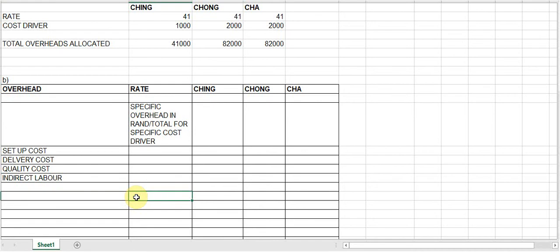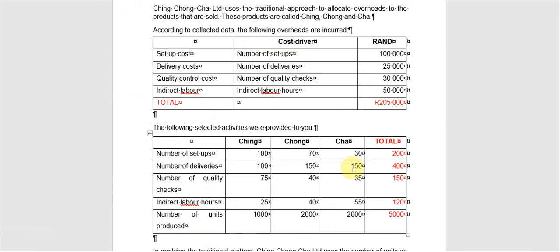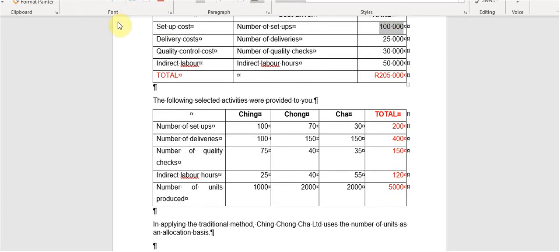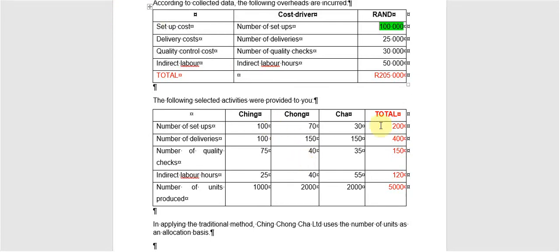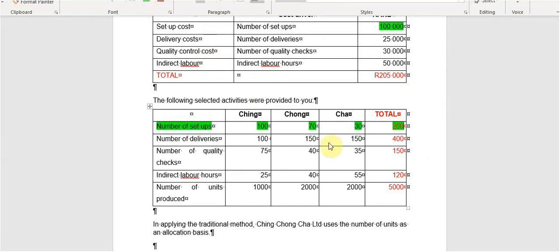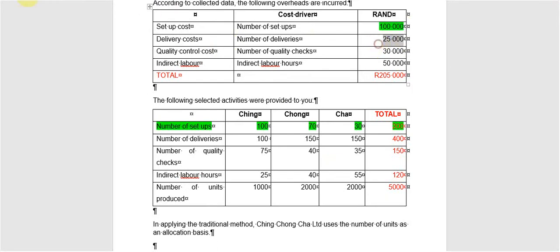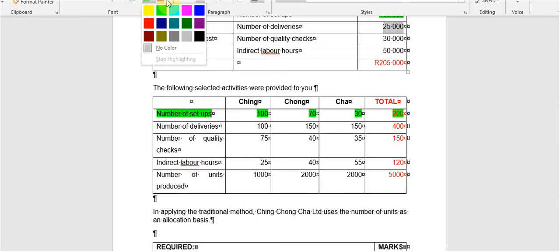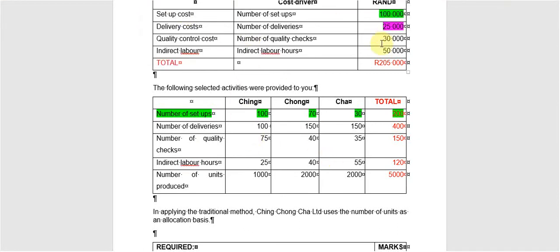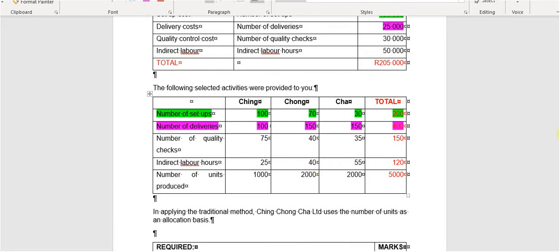And now I need to do a rate calculation for each overhead by following this formula. The specific overhead divided by the total of the specific cost driver. So again, if I were to approach this in color, if I am busy with the setup costs, I am going to use that 100,000. Let's make that one, for example, green, and that will go with this information relating to setup costs, because setup costs are the cost driver to that specific overhead type. Then if we look at delivery cost, I will use this 25,000. Let's color that in purple. And then the number of deliveries, in other words, this line item will relate to that delivery cost.